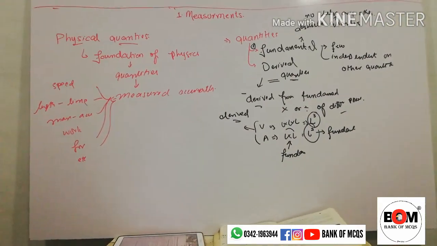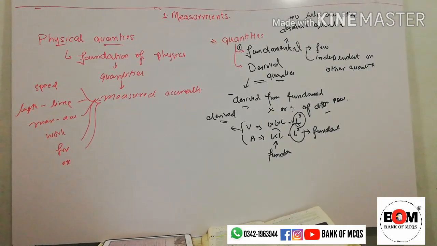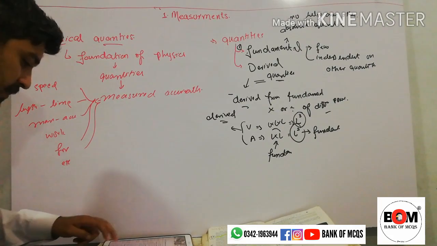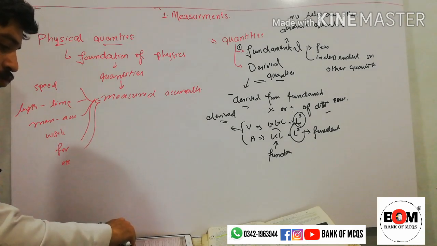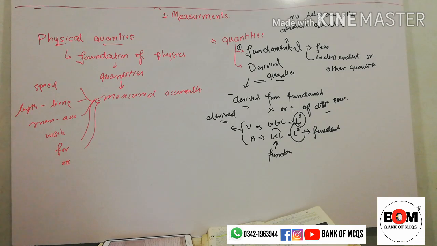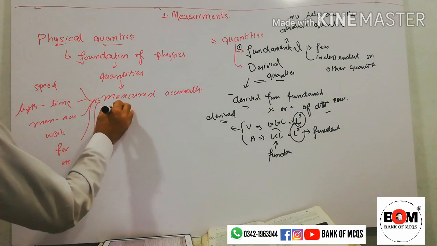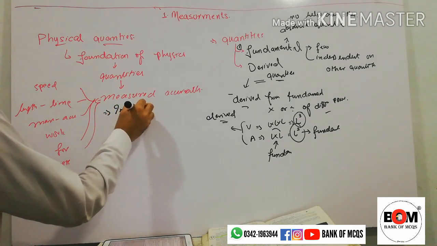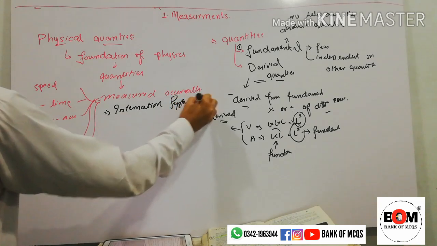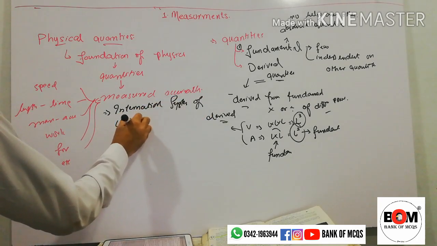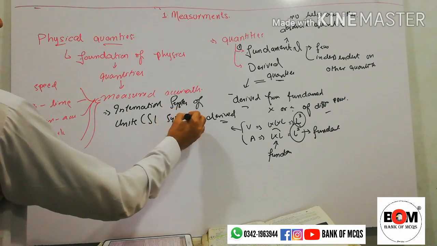The next is the system to measure these fundamental and derived quantities. In books they have given the International System of Units. This is also called the SI system, International.